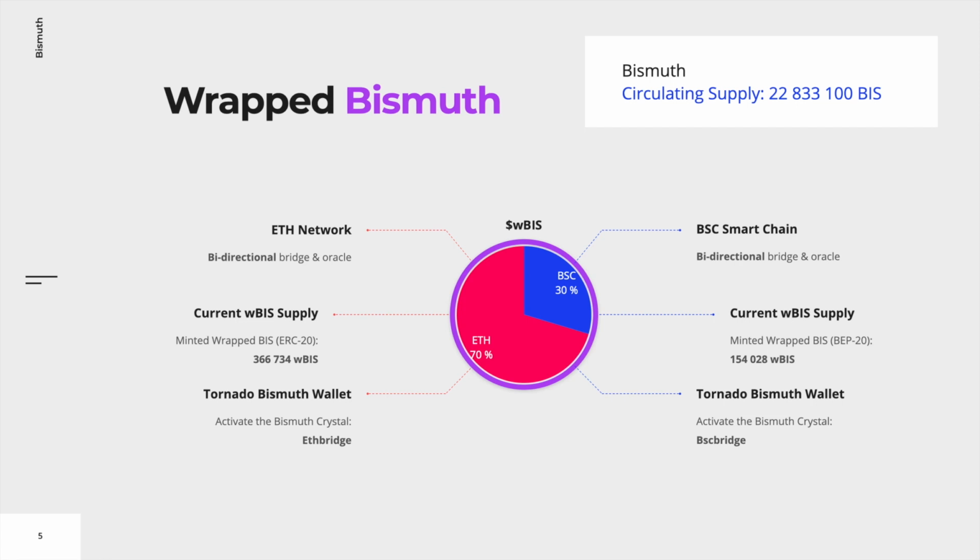You can use the bidirectional bridge and oracle on the Tornado Bismuth wallet. You just activate them, and then you can use those crystals, which are plugins for the Tornado Bismuth wallet.